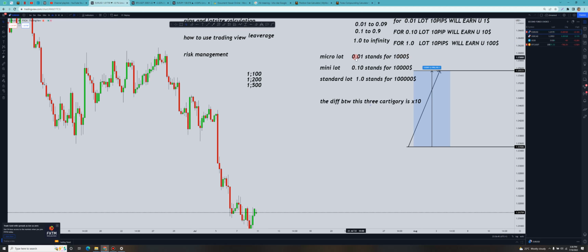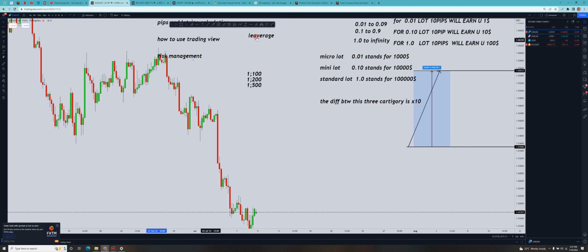If you want to place a trade, they will ask you to choose lot size. The lowest lot size you can choose is micro, and micro stands for $1,000. So that means if you don't have $1,000 to invest, you can't trade. But it is now possible for you to trade even when you don't have $1,000. Why? Because of leverage.